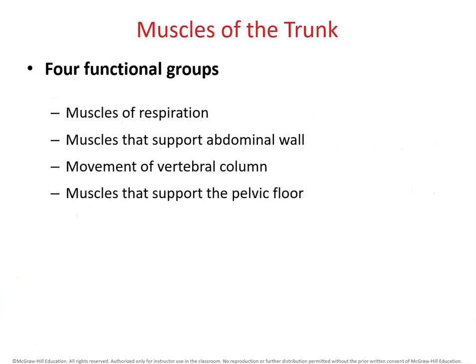So we can divide the muscles of the trunk up into 4 groups based on their general function. We have muscles that are involved in respiration. We have muscles that are involved in supporting the abdominal wall, muscles that support the vertebral column, and muscles that support the pelvic floor. And there is a little bit of overlap between these groups, but generally speaking, this is a really good way to divide the muscles up of the trunk because they pretty well divide into 4 discrete groups.